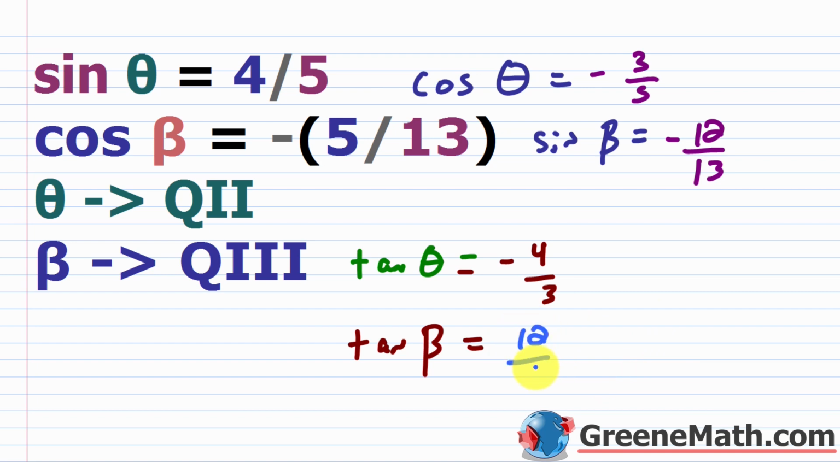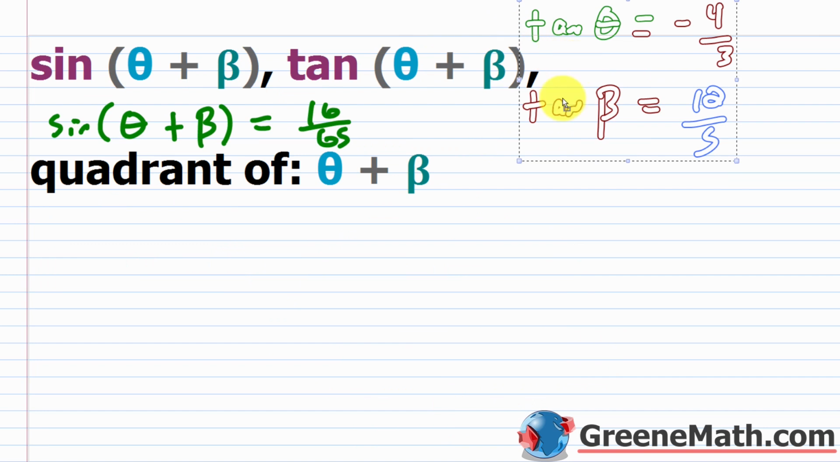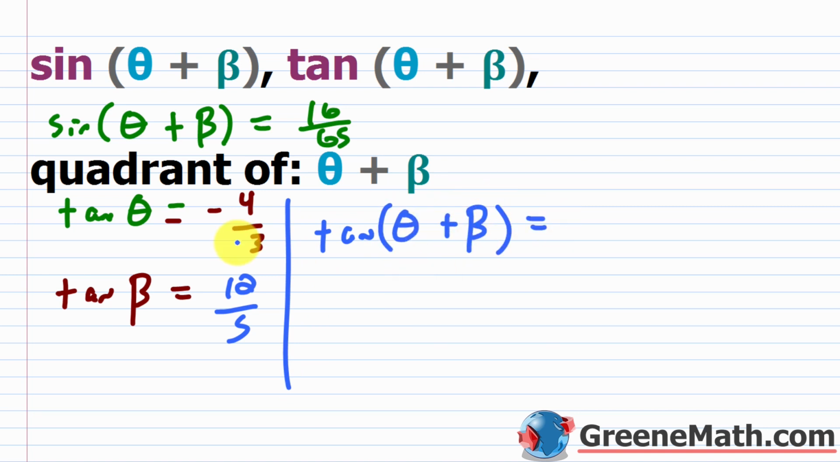Okay. So let me drag this back up. So let's cut this away. And let's paste this in here, okay? And let's see if we can figure out what the tangent of theta plus beta is. Again, I take the tangent of the first guy. Let me write this off to the side. So the tangent of theta plus beta, okay? So the tangent of the first guy, which is negative 4/3, then plus the tangent of the second guy, which is 12/5. This is over.